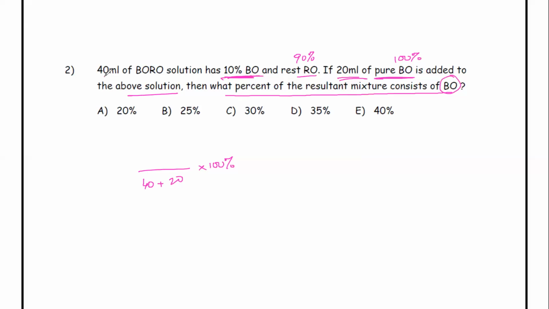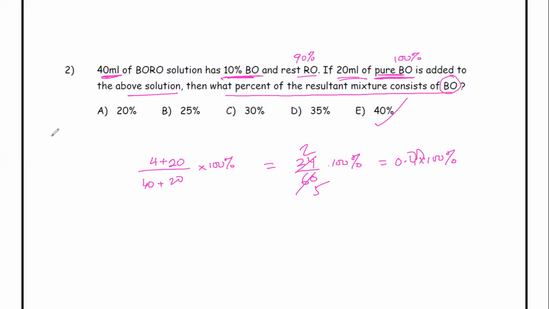What is the numerator? 10% of 40 is 4. Pure Bo, so all of this 20 ml is 100% Bo. So the resultant mixture is basically 24 over 60 into 100%. Again, 40% is my answer because this is 2 by 5, 0.4 into 100%.